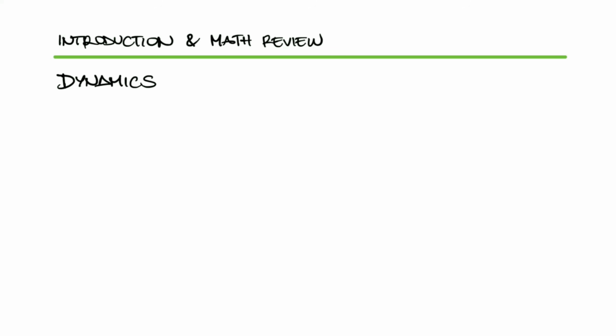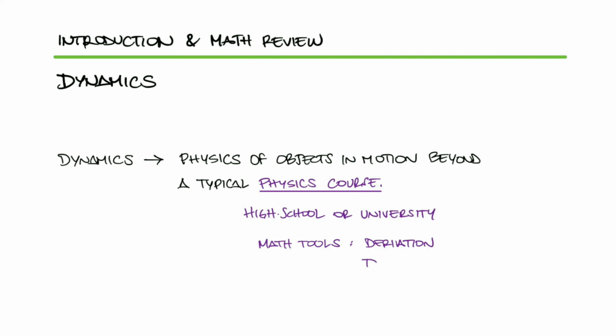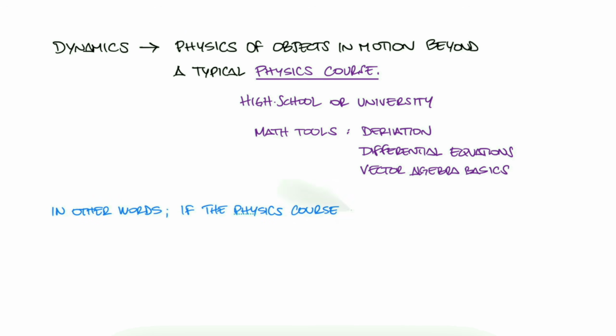The dynamics course in a typical engineering program is an expansion and an extension of the concepts and topics covered in the physics course related to objects in motion. Depending on the level of difficulty of a physics course at either the high school or the university level, and depending on whether or not that course already included mathematical tools like derivation, simple separation of variables, and simple vector algebra, the dynamics course will have fewer or more new topics compared to what you're already familiar with.